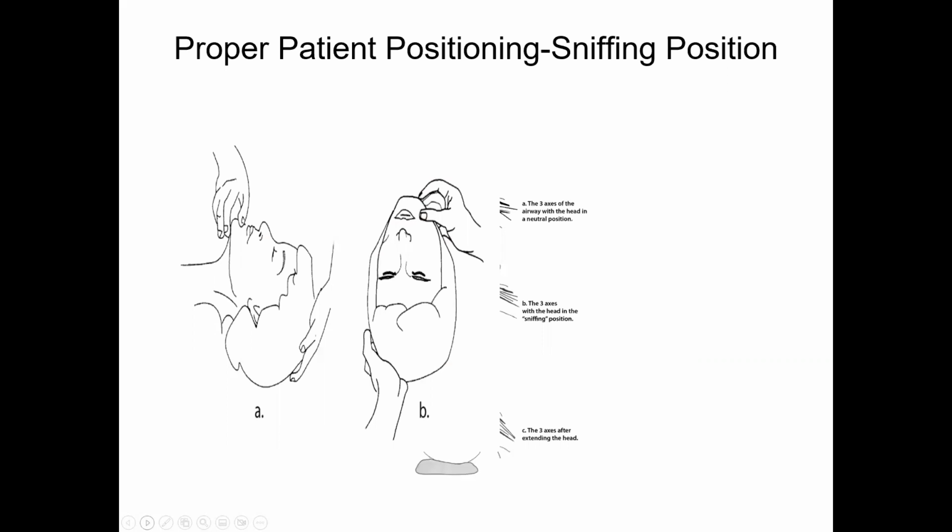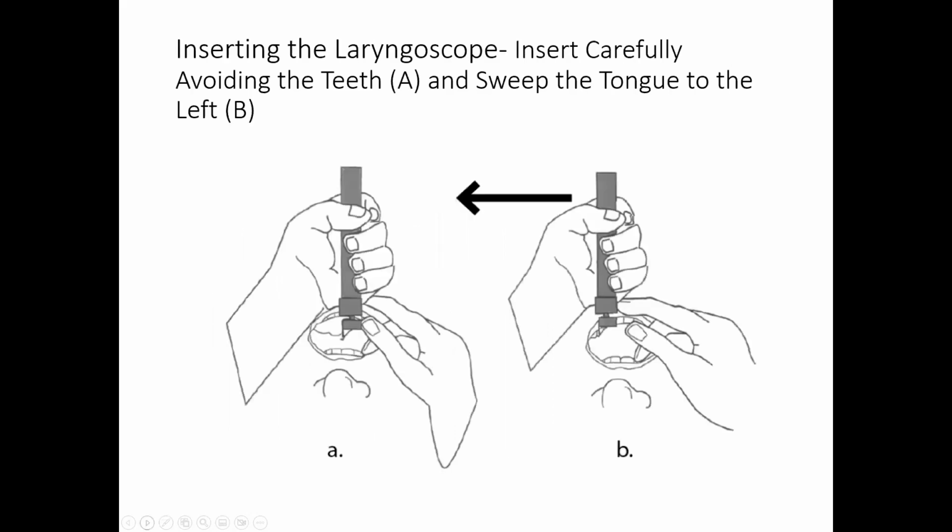Proper patient positioning, that's an alliteration, proper patient positioning, sniffing position, a little bit on what you're actually doing. This is, of course, provided the patient does not have a fixed neck injury or something that would preclude you from putting the patient in the sniffing position. Inserting the laryngoscope, insert it carefully, avoiding the teeth, sweep the tongue to the left, getting it out of the way there. So A, and then sweeping to the left, B.